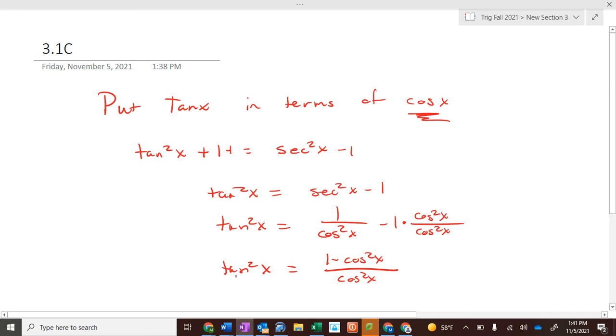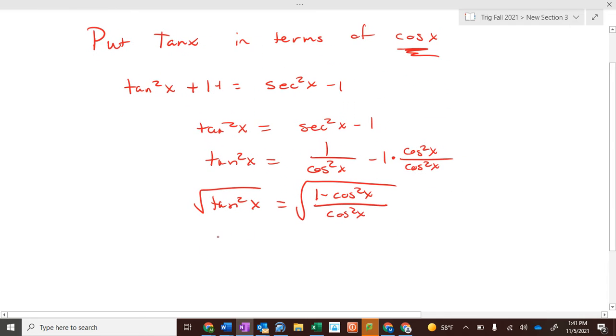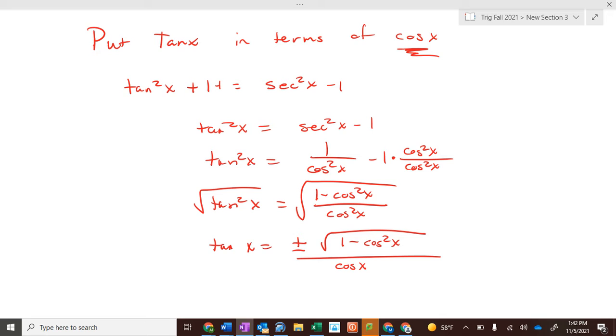And then, how do I get tangent alone? Take the square root. So if I take the square root, the tangent of x equals positive or negative the square root of 1 minus cosine squared of x, all over cosine of x. Why can't I just write plain simple cosine on the bottom? Because it's all alone squared. So if you take the square root of it, it's all alone as just cosine.